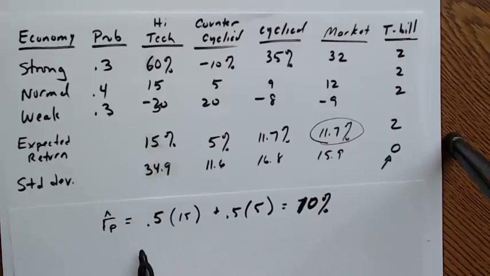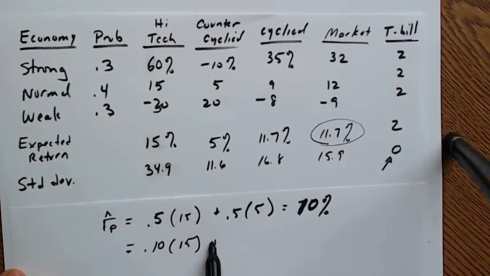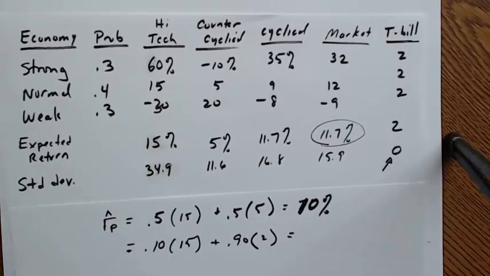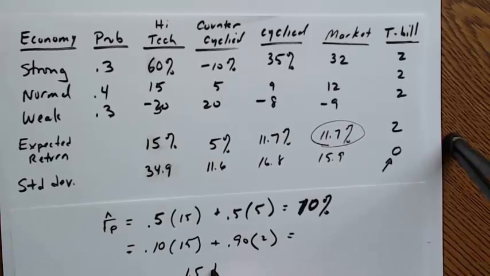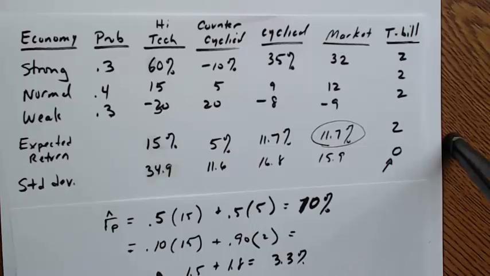If you pick another stock and you put 10% in high tech, and you put 90% in the risk-free, you would come up with 1.5 plus 1.8, you'd come up with a 3.3% return for this portfolio made up of a T-bill plus a high-tech stock. Okay, so that's the expected return on a portfolio.